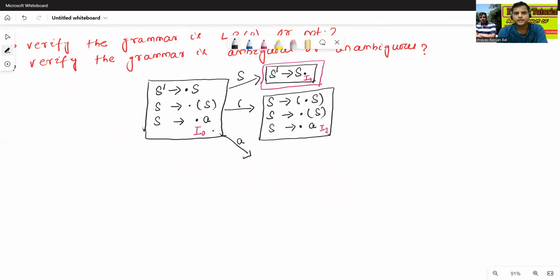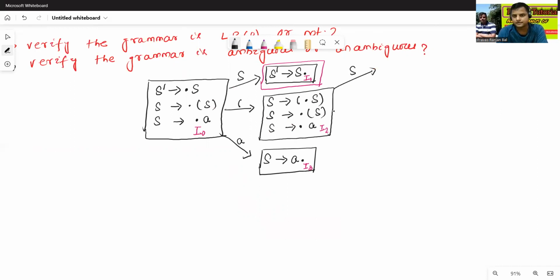Now the ALR0 parser will scan small a. So S to A dot. This state is called the I3 state. So here, the I1 state is completed and the I3 state is completed. Now we'll explore the I2 state. Here the different symbols are S, open bracket, and A.